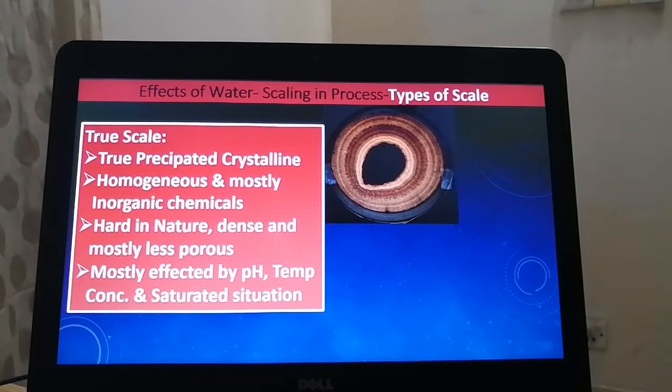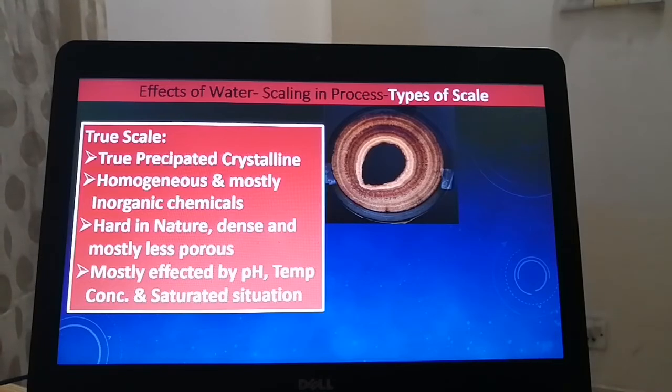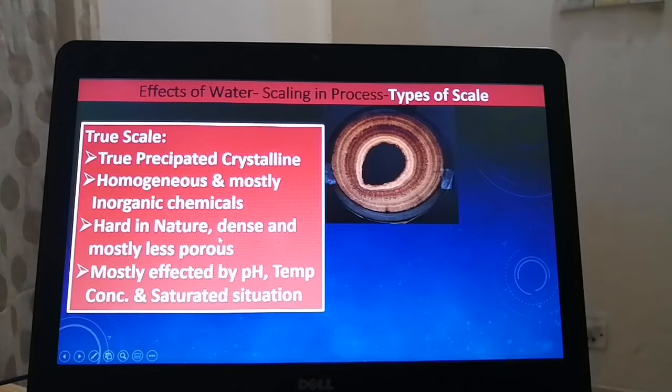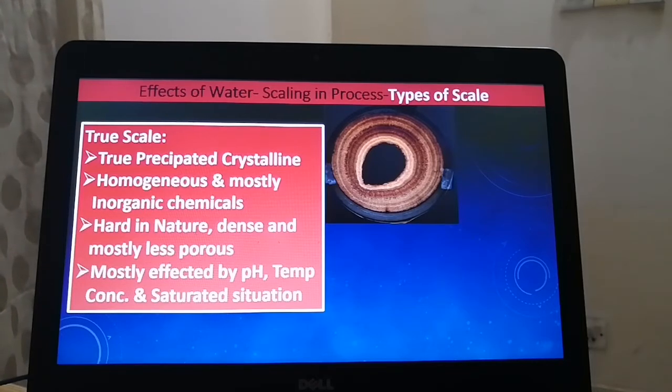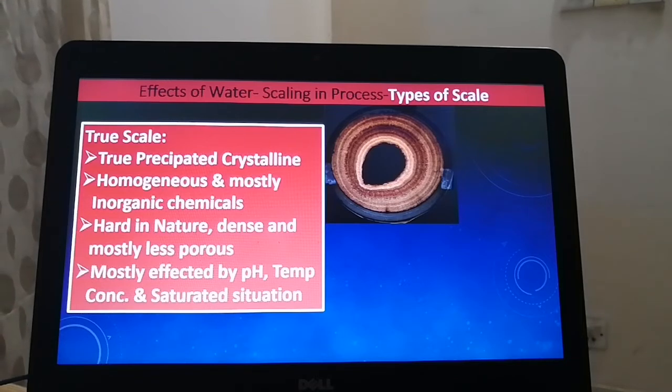So this kind of behavior characteristics, if any scale shows, that scale we call true scale. In any process, especially the parameters that are affected by pH, temperature, concentration, saturation, that is basically a pure solution. When it comes to a supersaturation level, then nucleation starts, then proper crystallization continues, and crystal growth happens without any disturbance, then the layer develops.